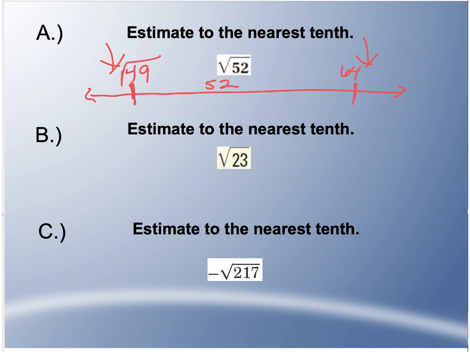So the square root of 49 is 7. The square root of 64 is 8. So the square root of 52 falls somewhere between 7 and 8. And because 52 is actually a little bit closer to 49, it's not halfway, I'm thinking it'd be 7 3/10 someplace. I'm going to guess. I'm estimating it.